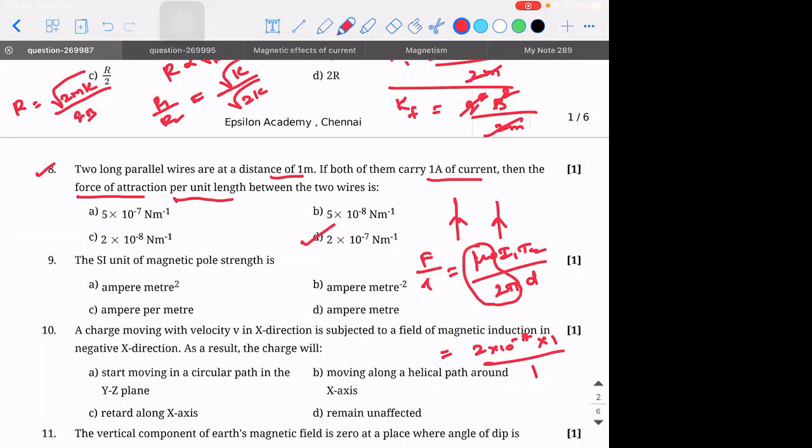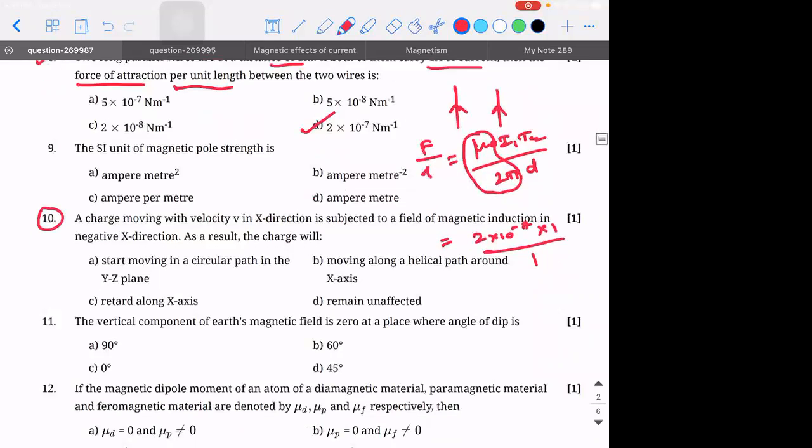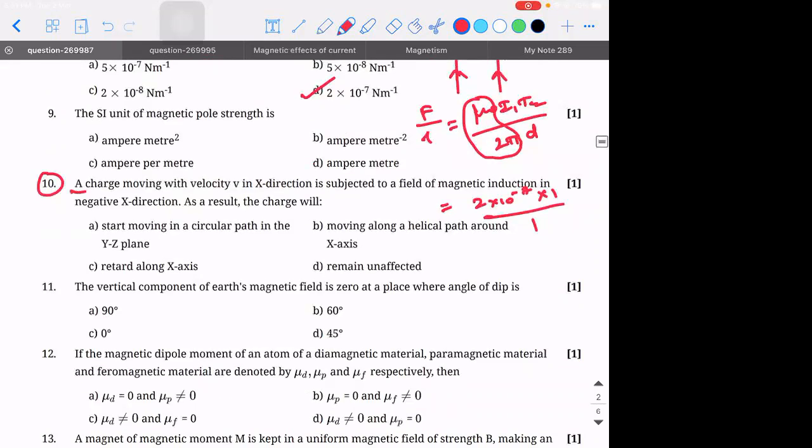So do the 10th one, guys. The 9th is based on magnetism. There is a charge moving with velocity v in the x direction. It is subject to a magnetic induction field in the negative x direction. As a result, the charge will... very simple question. Velocity is in the i cap direction, magnetic field is in minus i. It remains unaffected. Yes.